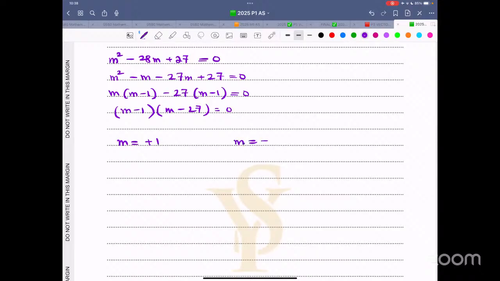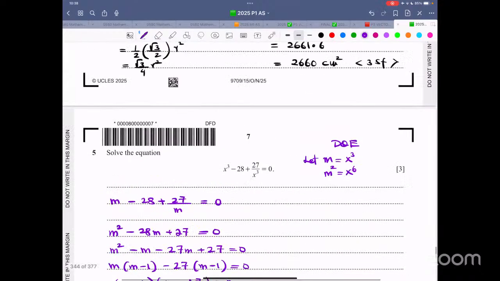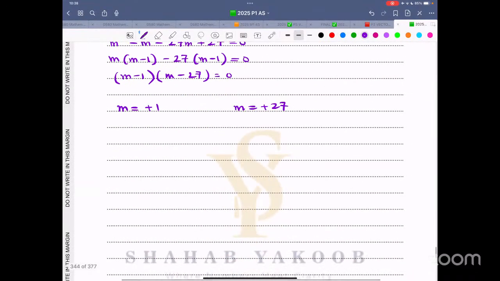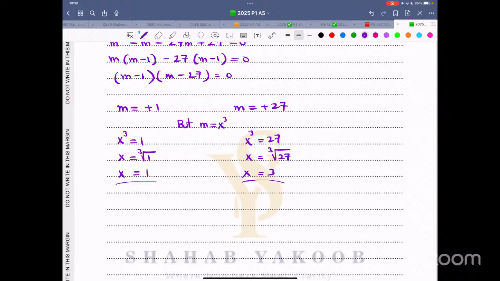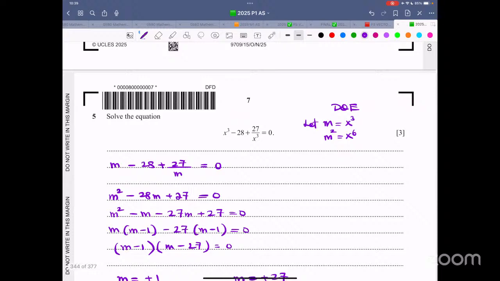I'm deliberately focusing on the positive side. So now what is m equal to? m equals x cube. So x cube is 1. Therefore, x is the cube root of 1, the positive cube root. Cube root of a positive number is positive. x cube is 27, x is the cube root of 27, which is 3. So x is 3, x is 1. That is the answer up till here. Okay, people, now this thing is all good, all clear. This is question number 5.